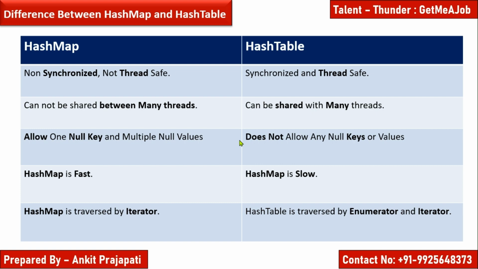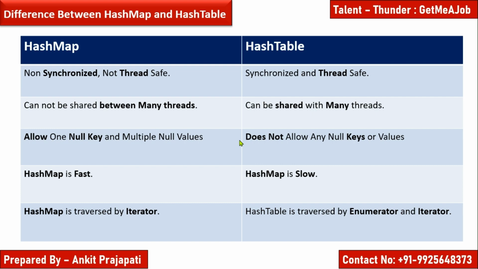HashMap traverses from start to end based on the iterator, whereas HashTable traverses based on the enumerator and iterator. Now the question will come, what is an enumerator and what is an iterator? That is a part of self learning. You can try to explore those keywords for your learning, but in my next video, if you require, I can make a separate video for those as well.